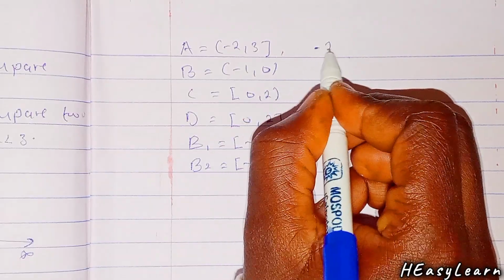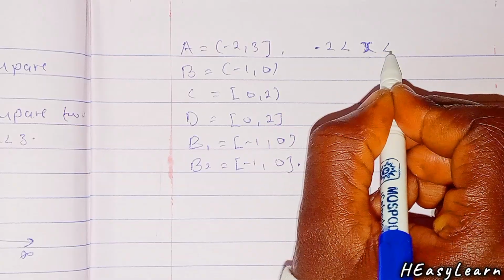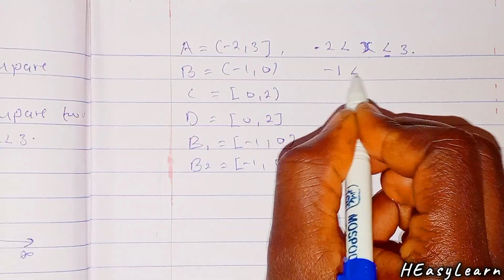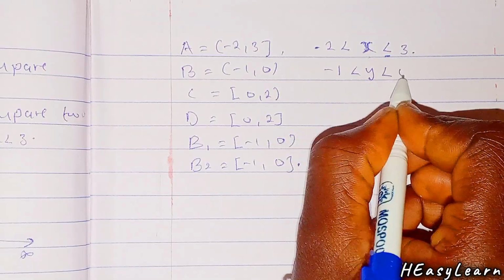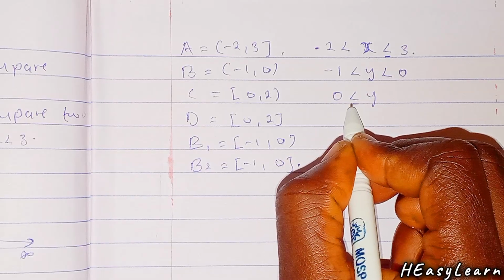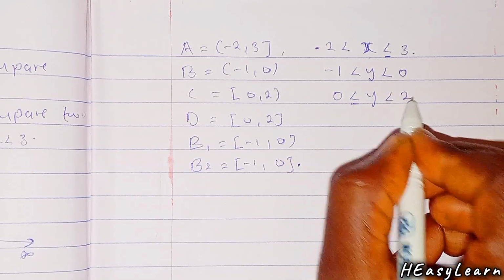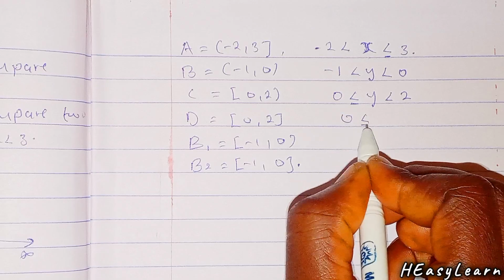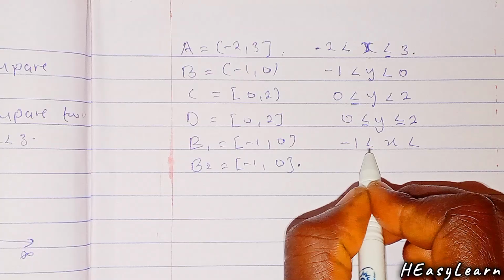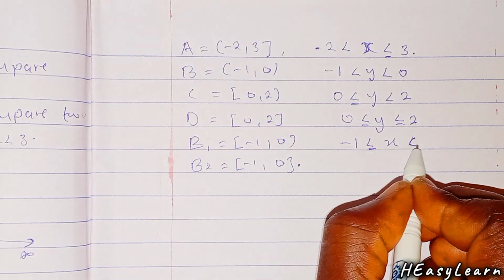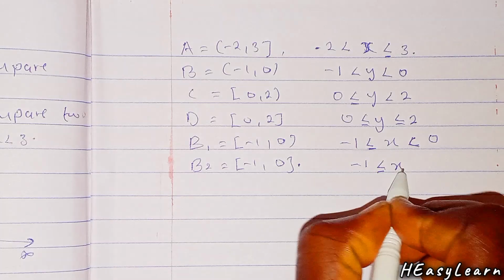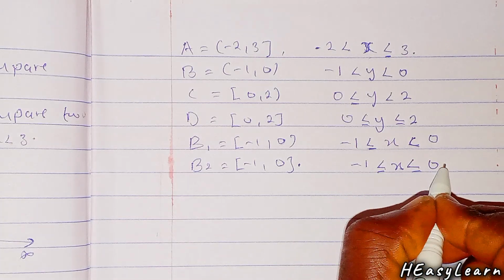This is the same thing as minus 2 is x and x is less than or equals to 3. You can also represent this as minus 1 is less than y is less than 0. You can also say 0 is less than or equals to y and y is less than 2. Here 0 is less than or equals to y is less than or equals to 2. Minus 1 is less or equals to x is strictly less than 0. Here minus 1 is less or equals to x is less or equals to 0.